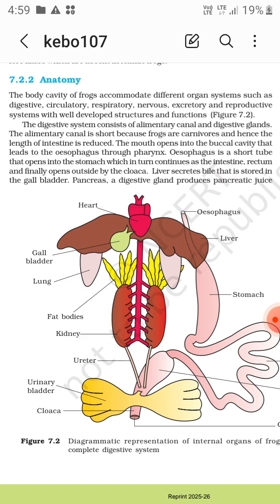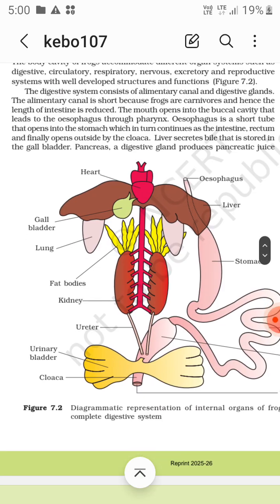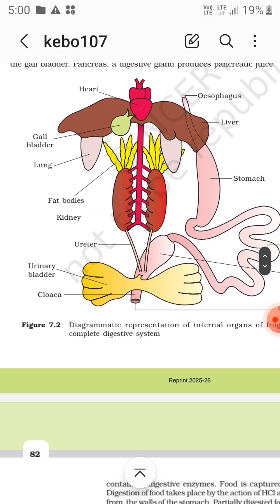The mouth opens into the buccal cavity that leads to the esophagus through the pharynx. The esophagus is a short tube that opens into the stomach, which in turn continues as the intestine, rectum, and finally opens outside by the cloaca. The liver secretes bile that is stored in the gallbladder, right? The pancreas, a digestive gland, produces pancreatic juice.